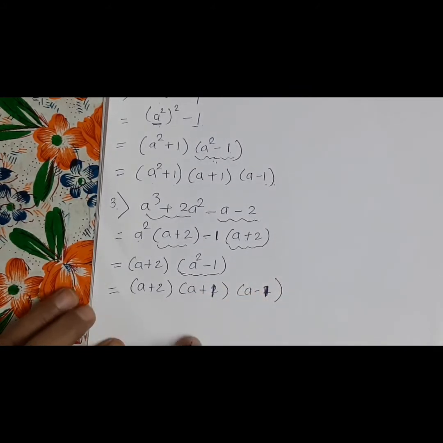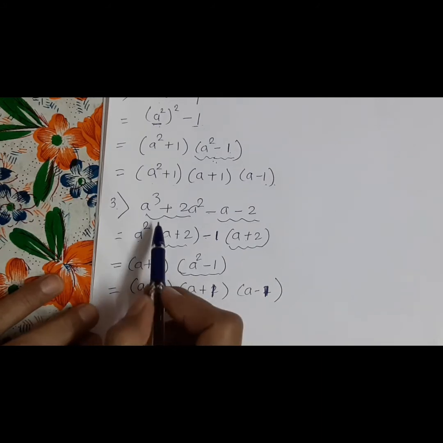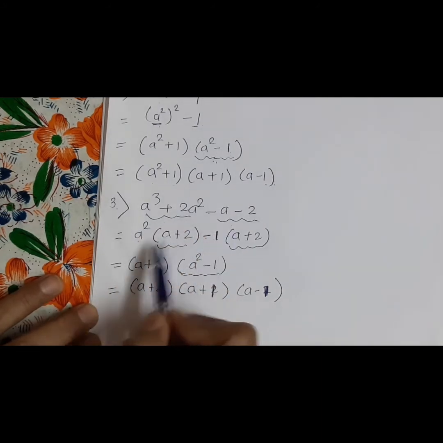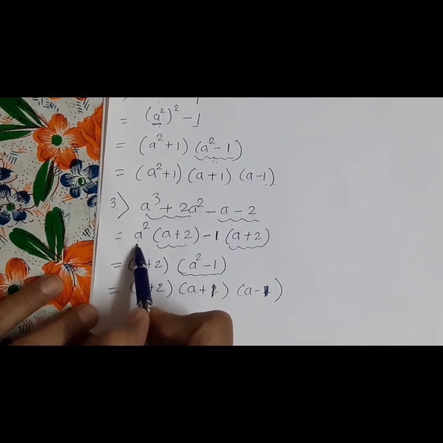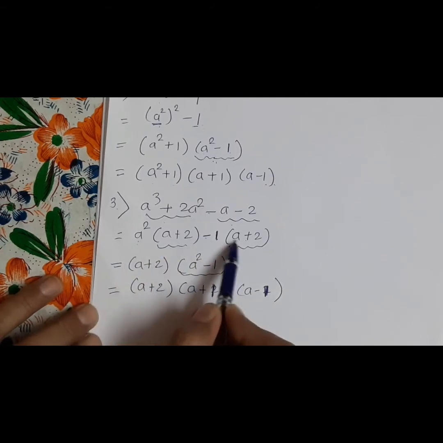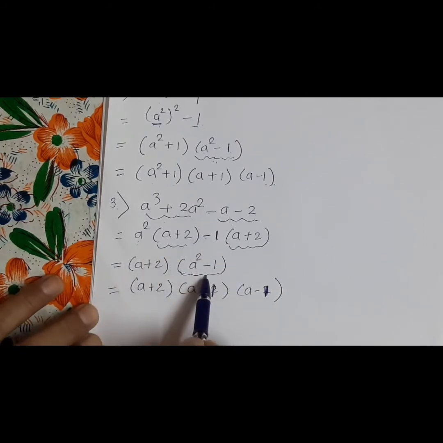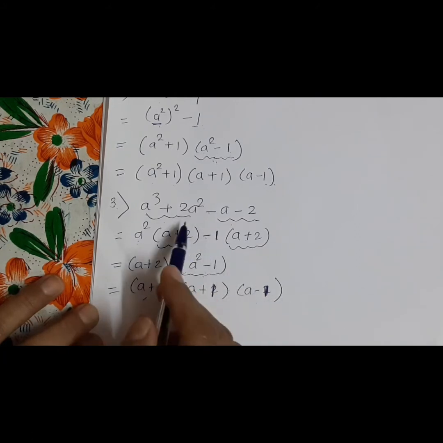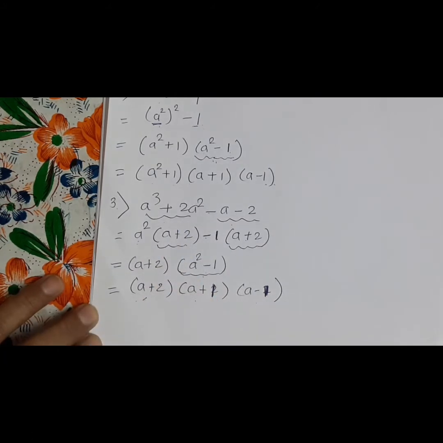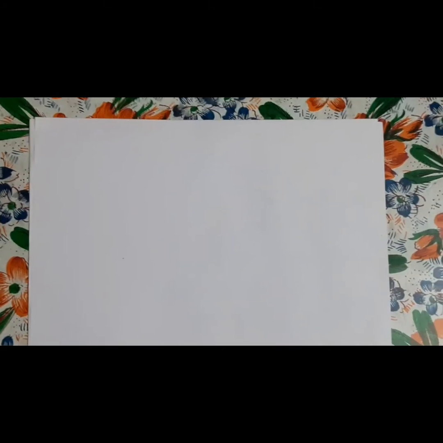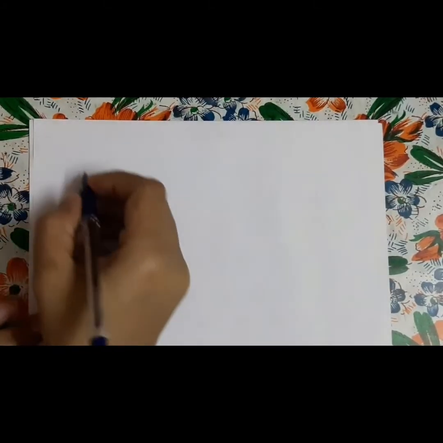Okay, so how did we solve this example? First, we applied the grouping method and took out the common factors, whatever common factors were there, and then we applied the formula of x square minus y square. So a plus 2, a plus 1 and a minus 1 are the three factors of the given algebraic expression. Example number 4.